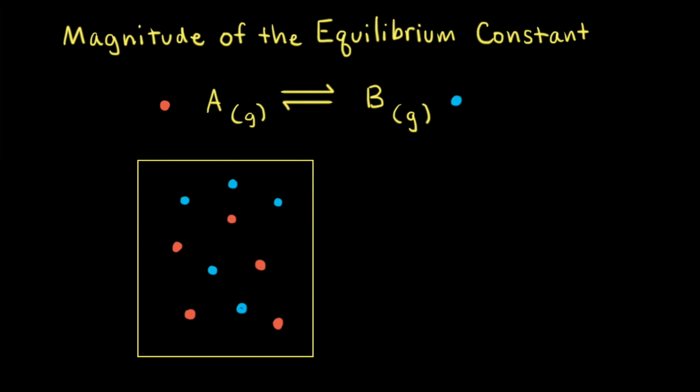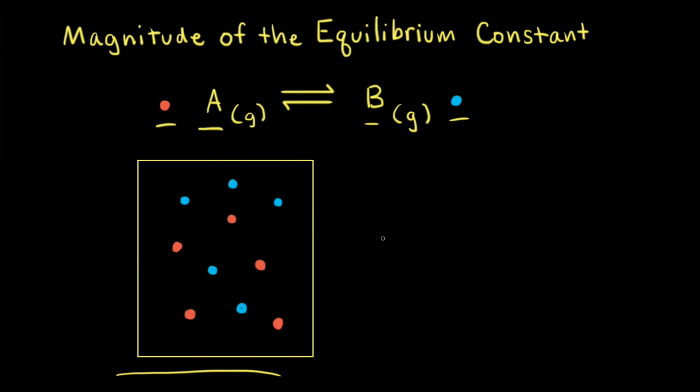The magnitude of the equilibrium constant tells us the relative amounts of products and reactants at equilibrium. For example, let's look at a hypothetical reaction where gas A turns into gas B. For the first example, let's say that gas A is represented by a red sphere and gas B is represented by a blue sphere. And down here we have a particulate diagram showing an equilibrium mixture of our hypothetical reaction.